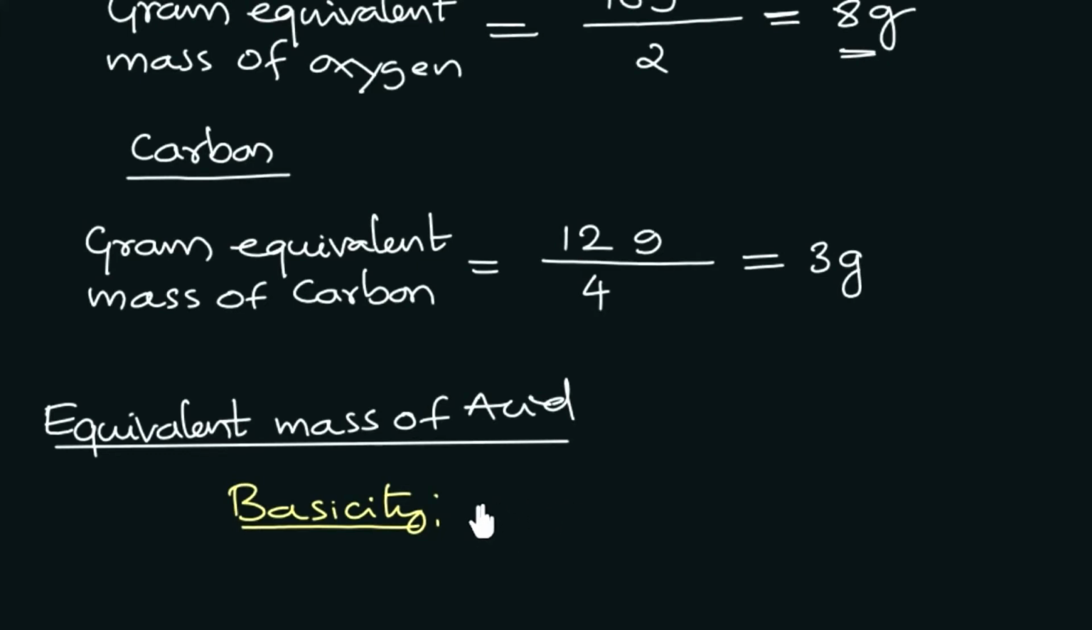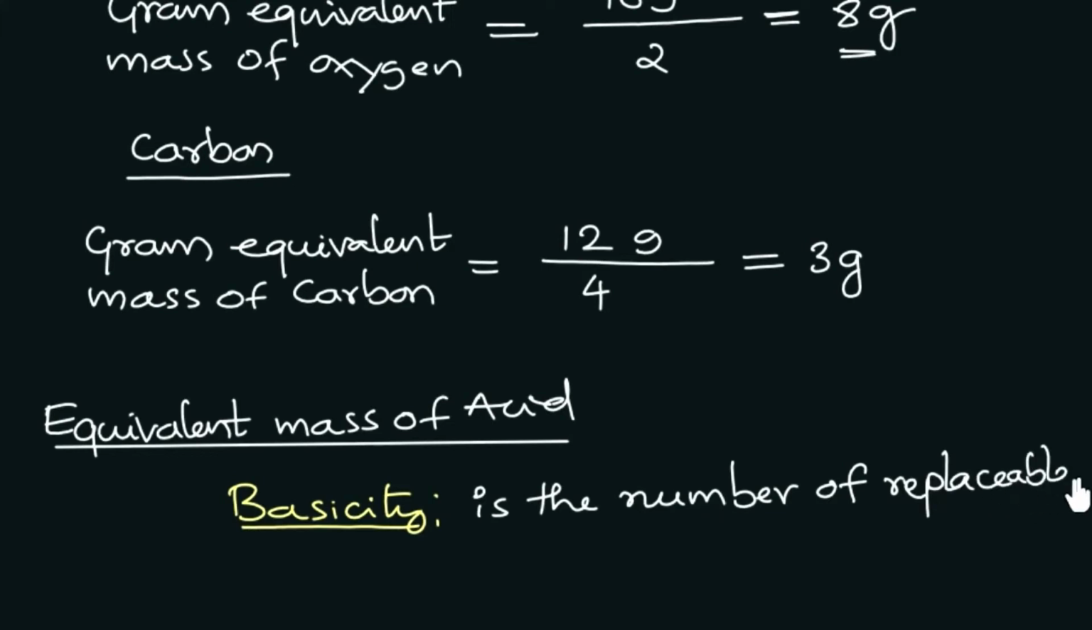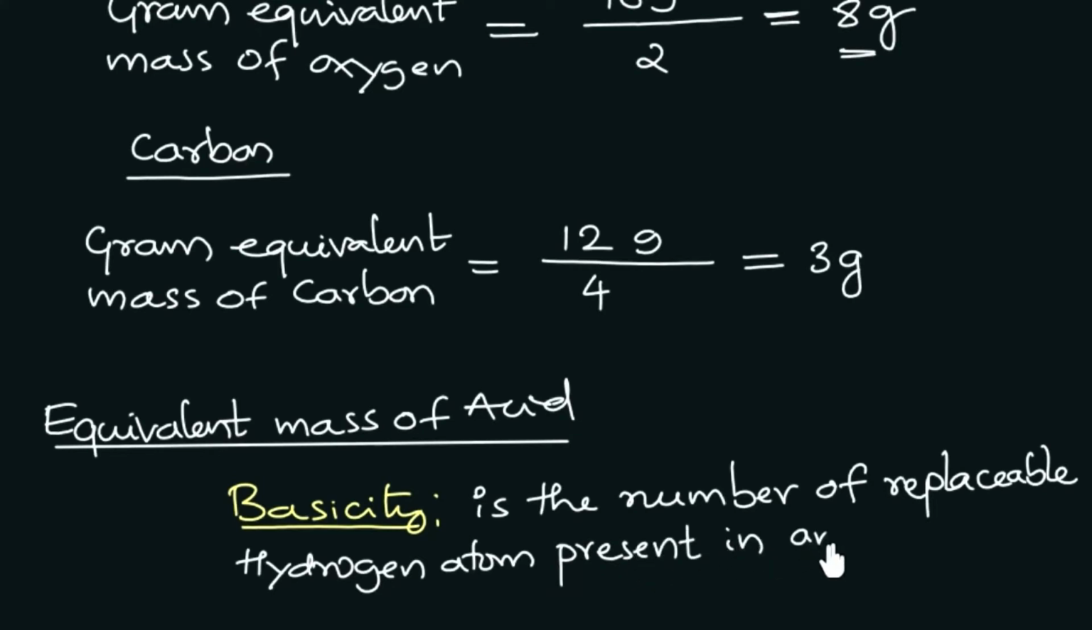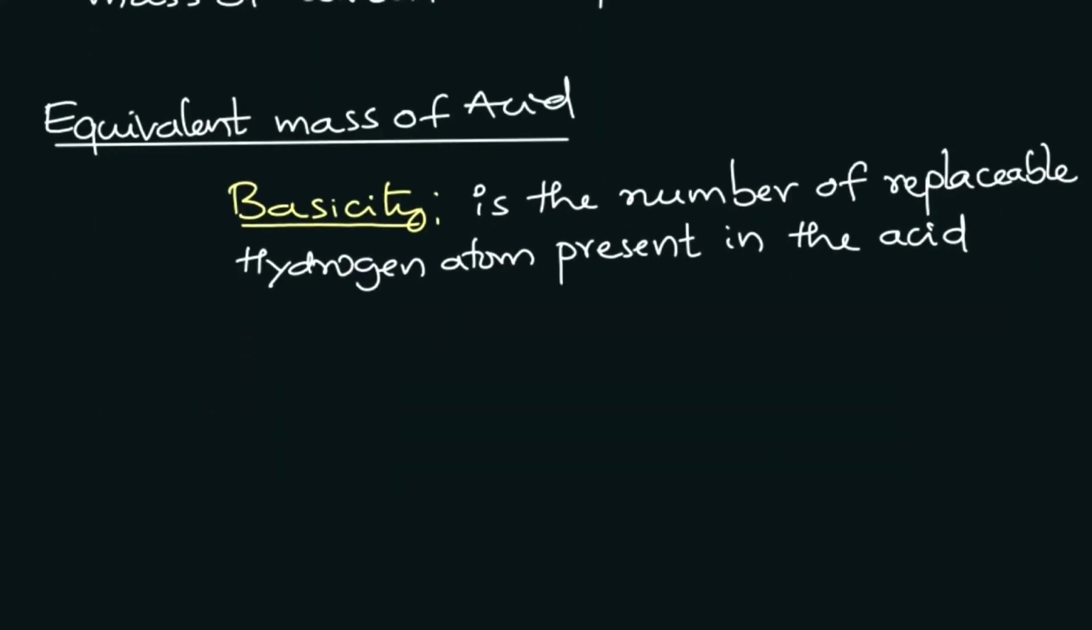Okay, basicity is the number of replaceable hydrogen atoms present in the acid. We'll take some examples here.